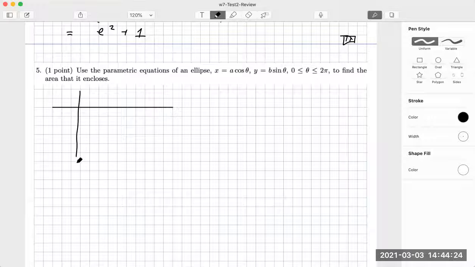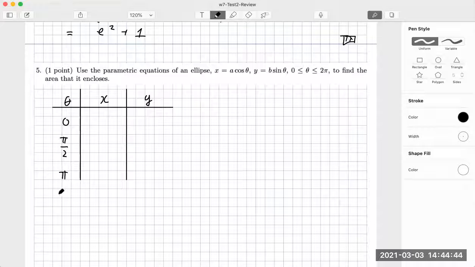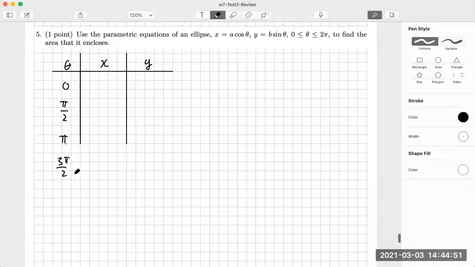So the first column will be the angle theta and the coordinates of x and y. Let us pick some special values of theta: 0, pi over 2, pi, 3 pi over 2. I will export it as a PDF file, so you don't have to write it down, just follow. This is enough.